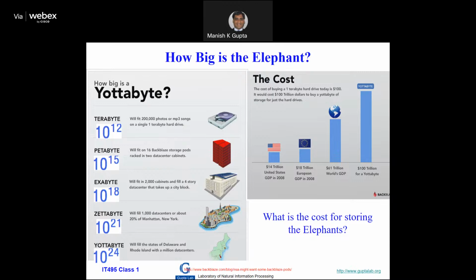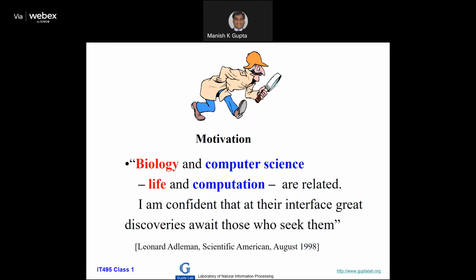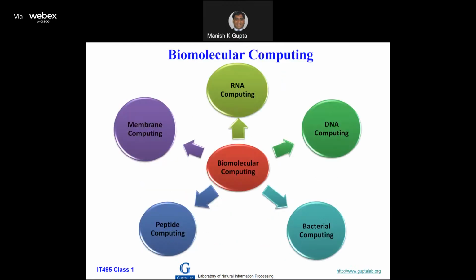You have to look in nature, biology. That is the only place. So I'll just show you what the possibilities are. What is the ultimate storage device? This is a quotation given by Edelman. Edelman, you might know, if you have done a course on cryptography, was one of the persons behind the RSA crypto system. Biology and computer science, life and computation are related. I am confident at their interface, great discoveries await those who seek them. This was said by him in 1998.